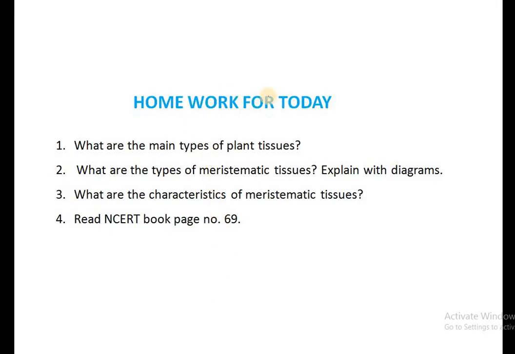And finally, we have homework for today. The first one: what are the main types of plant tissues? The second one: what are the types of meristematic tissues? Explain with diagrams. Third one: what are the characteristics of meristematic tissues? Fourth and the final one: read the NCERT book, page number 69.